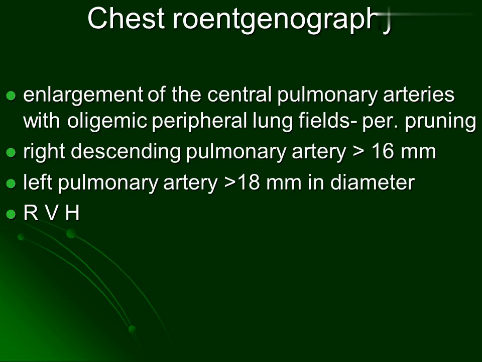Chest radiography: enlargement of the central pulmonary arteries with oligemic peripheral lung fields, called pruning. Right descending pulmonary artery greater than 16 mm, left pulmonary artery greater than 18 mm in diameter. RVH.